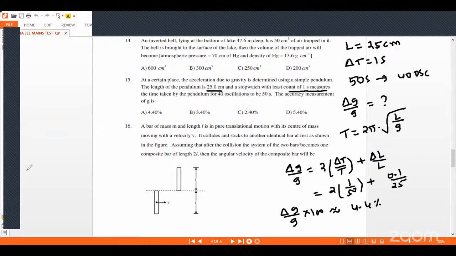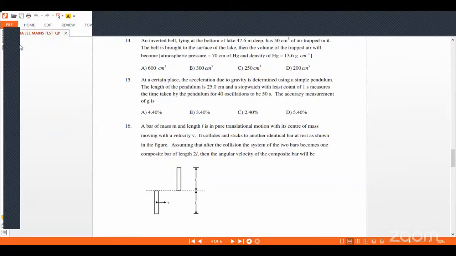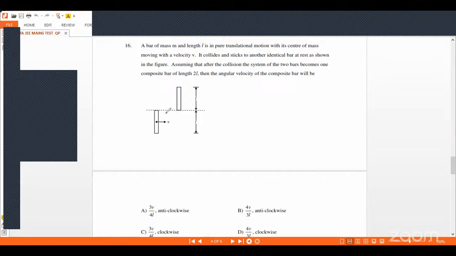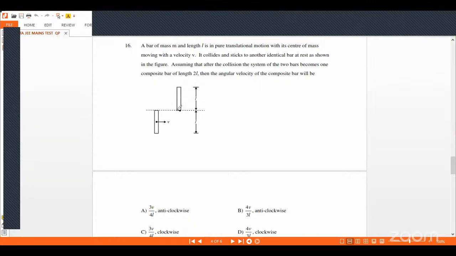Next, the 16th one. A bar of mass m and length L is in pure translation motion with its center of mass moving with a velocity v. See here, this bar collides and sticks to another identical bar at rest. Whenever it is moving, it sticks here.